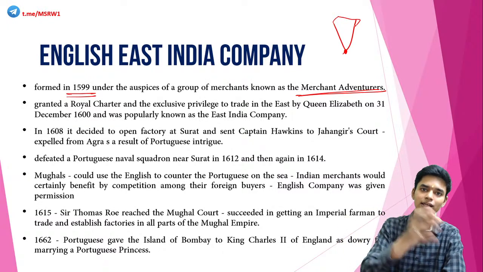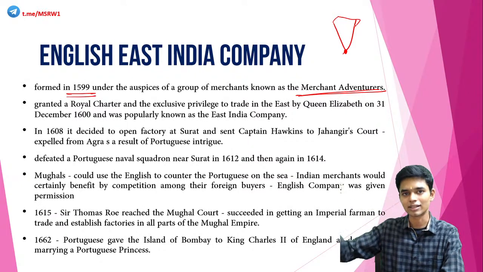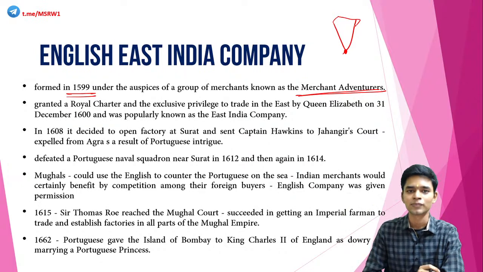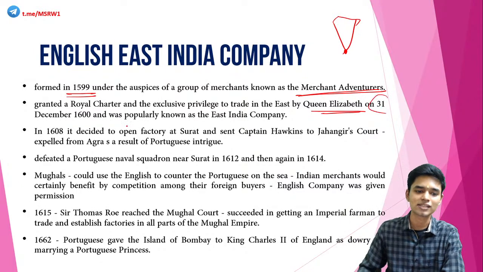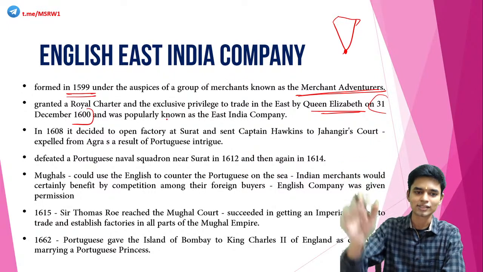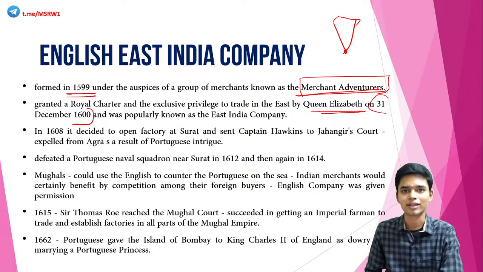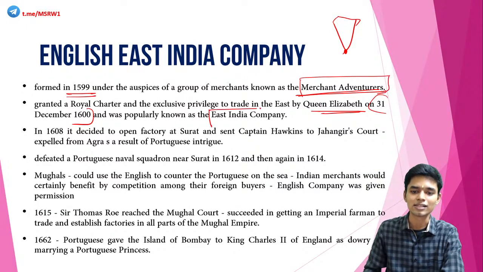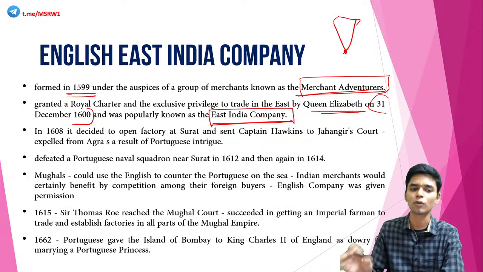So no other English company or English personnel can trade with anything that is east of Cape of Good Hope. And this was granted to them by Queen Elizabeth on 31st of December 1600. Okay, and from now onwards, this Merchant Adventurers and this company came to be called East India Company. English East India Company. Okay, this is how English East India Company is born.